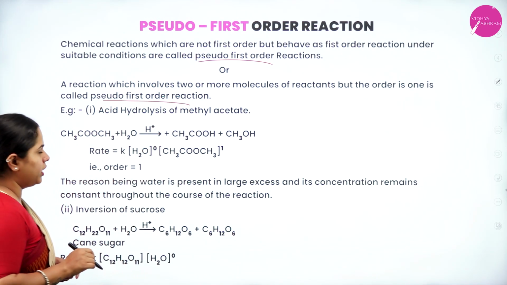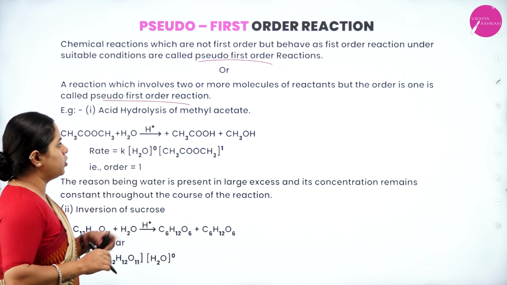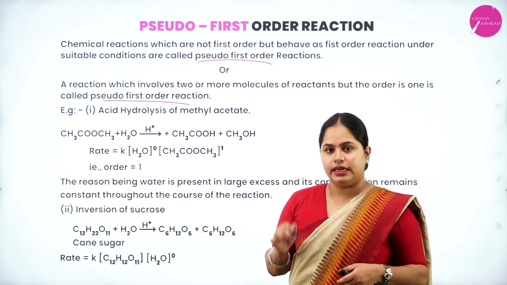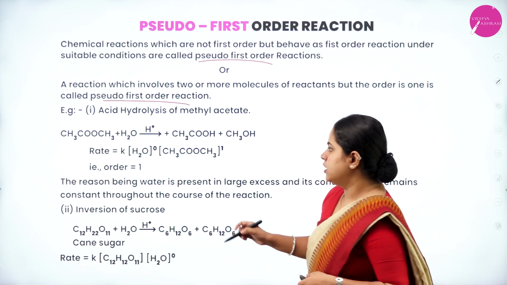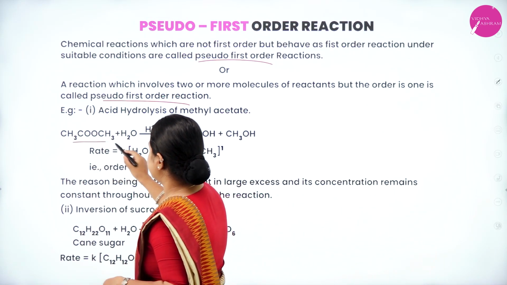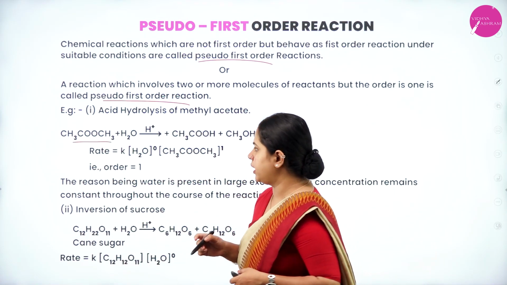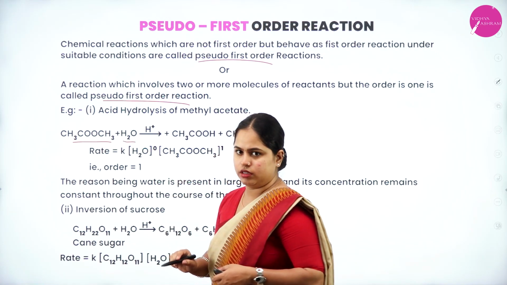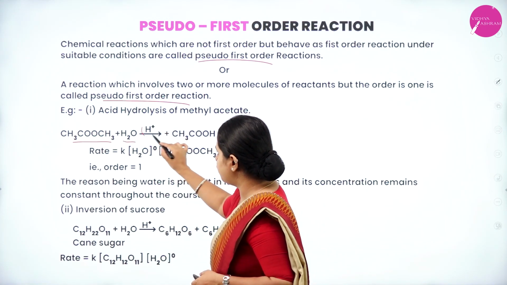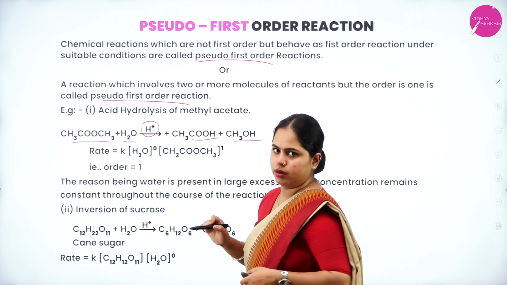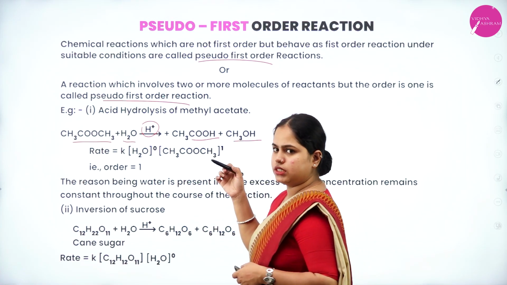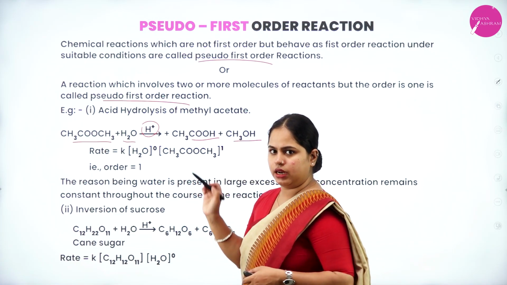So let's take an example and understand this. Acid hydrolysis of methyl acetate, that is methyl acetate is undergoing hydrolysis in presence of an acid. So we have the methyl acetate, that is the ester CH3COOCH3, and it is undergoing hydrolysis, that is addition of water in presence of an acid. So what is going to happen? You will get acid and alcohol, right? CH3COOH which is acid and CH3OH which is an alcohol.